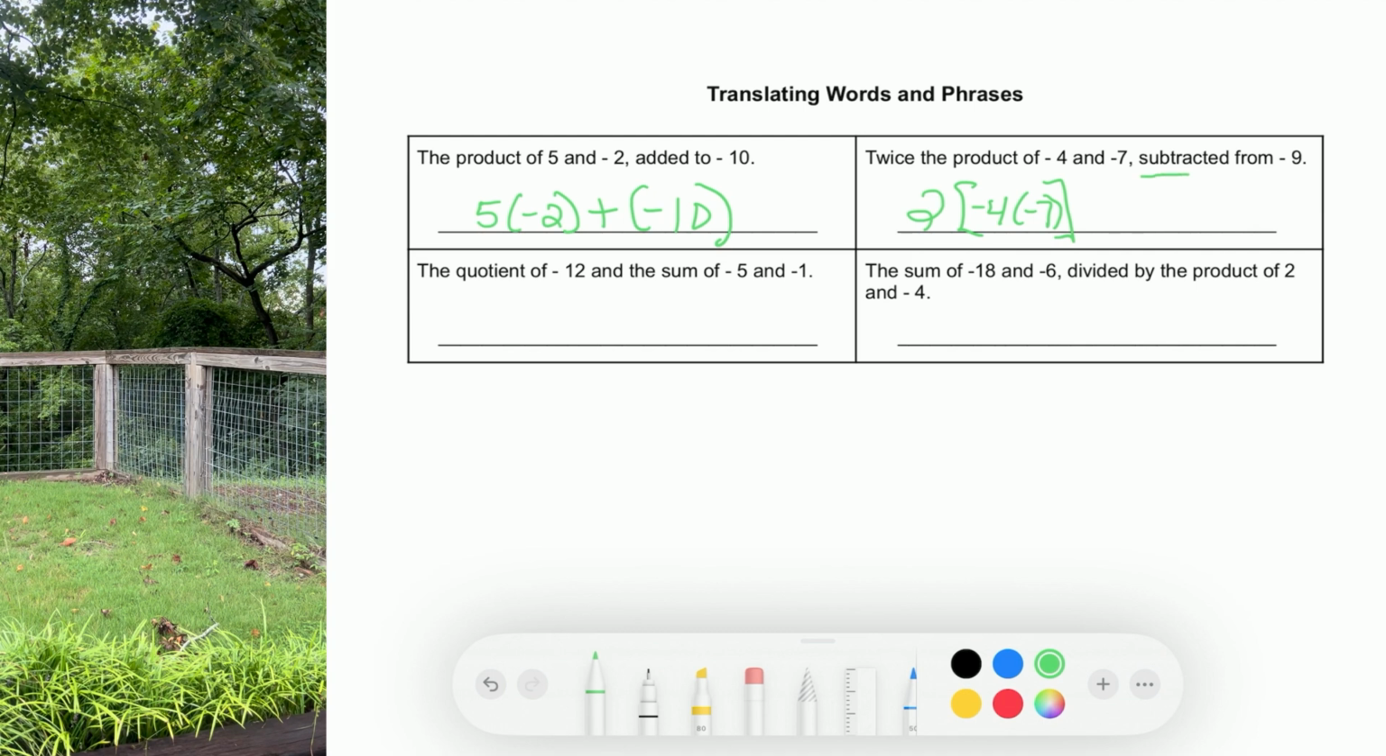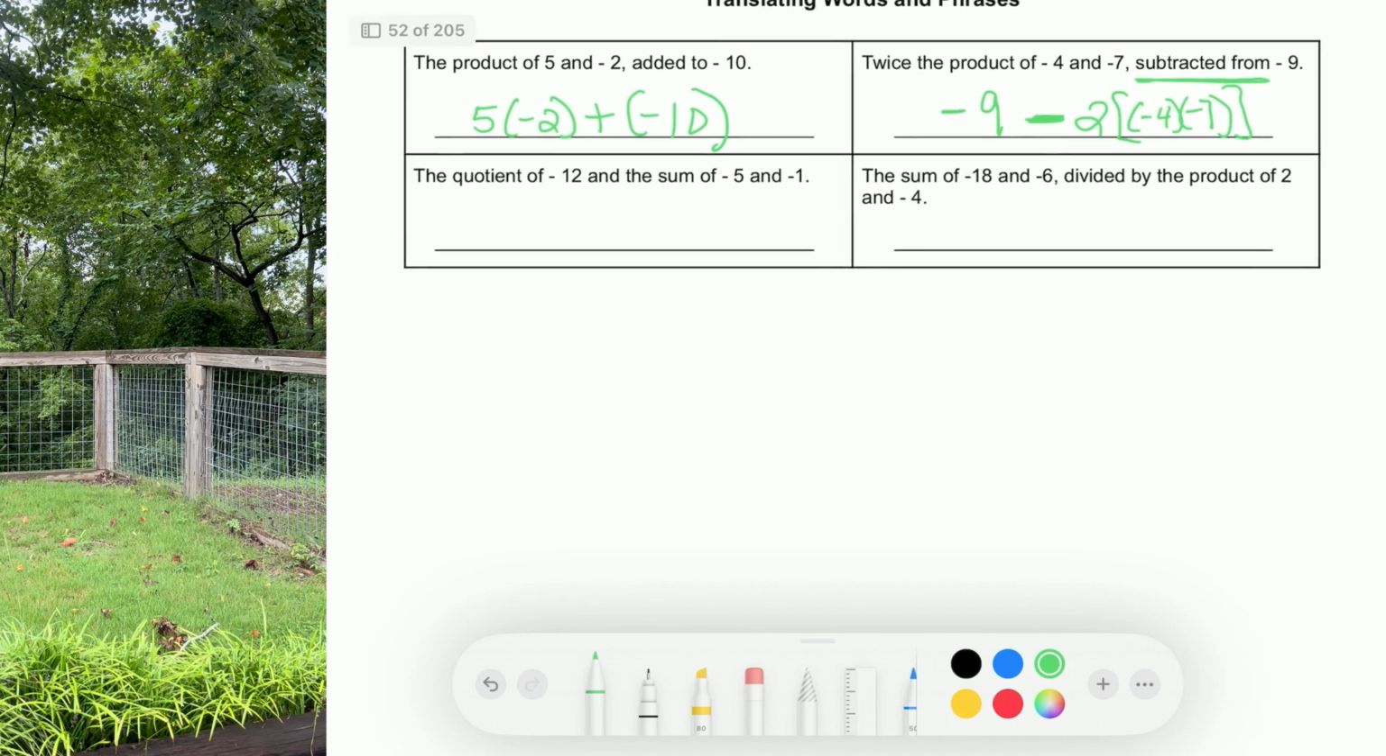Subtracted from negative 9. Uh-oh, I've got a turnaround phrase here. So I need to erase what I've written and move it, because I know it's going to be behind whatever it's subtracted from. So let me rewrite that here. So I've got 2 times the product of negative 4 times negative 7, subtracted from negative 9. Okay, so twice the product of negative 4 and negative 7 subtracted from negative 9.